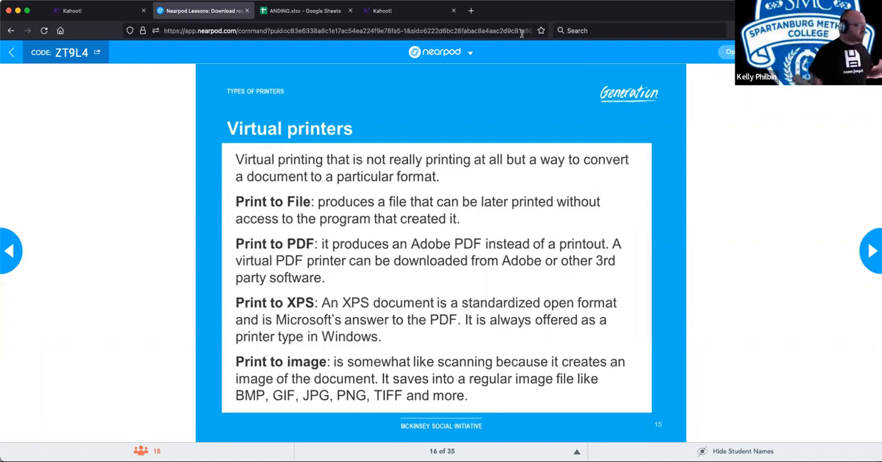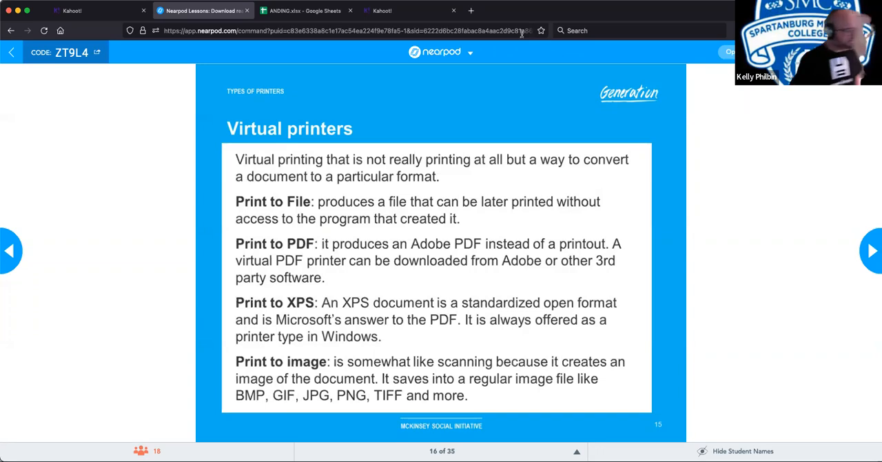A virtual PDF printer can be downloaded from Adobe or other third-party software. I think Adobe is no longer supporting that. I can't remember. Something's been going on with Adobe with regards to that. Or is that Flash Player? I think it's Flash Player. Okay, Flash Player is no longer supported, yeah. But the PDF's still good.